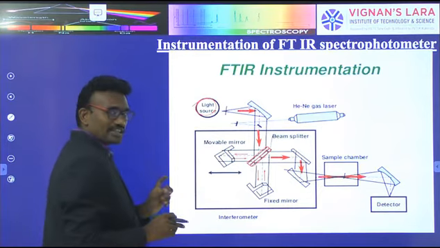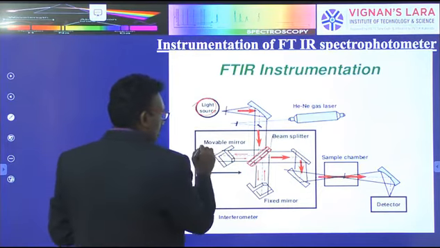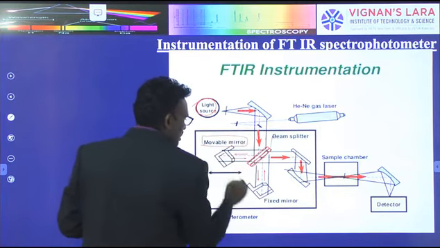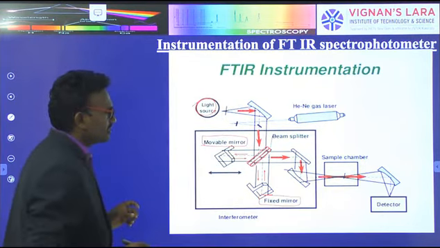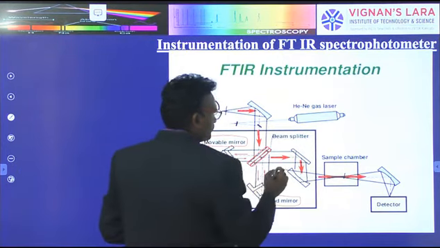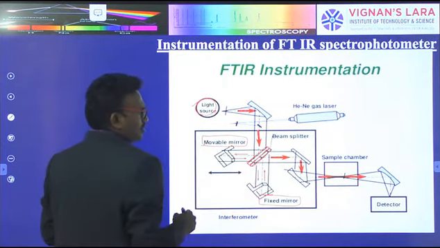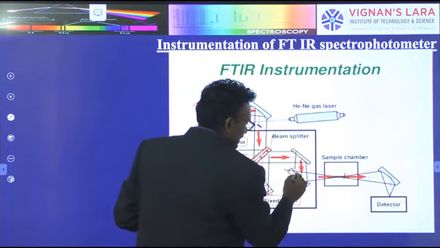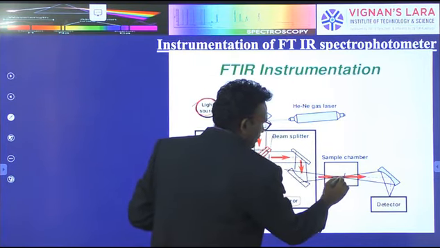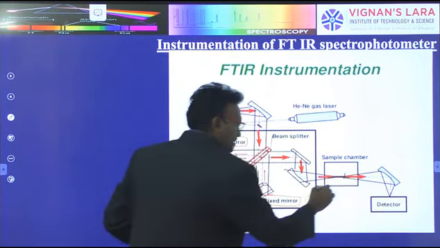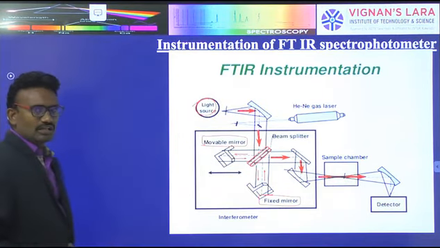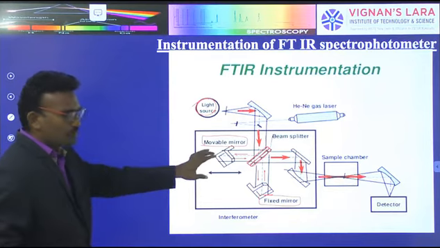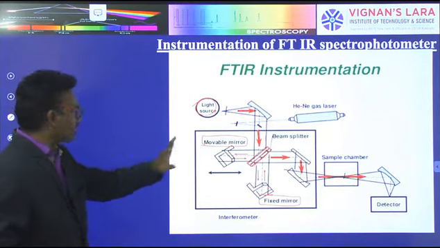Two types of mirrors are used in FTIR. One is the mobile mirror, and there is the constant fixed mirror. Mobile mirror and fixed mirror, and also the beam splitter. So the light is passed into the sample chamber and then into the detector to create a spectrum. Based on this spectrum, the different types of functional groups present in the compound are determined.